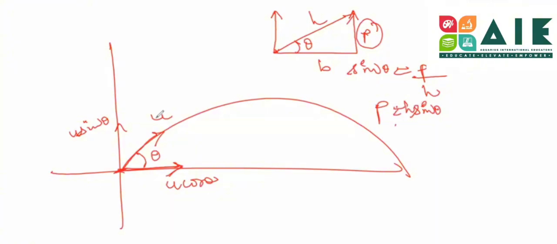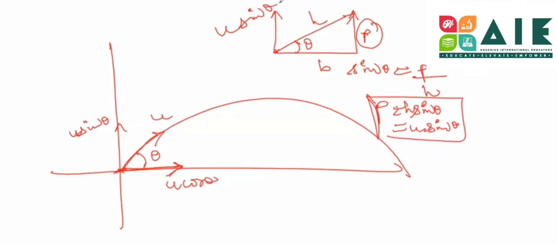Yes, ma'am. What I had told you is u, so it will be u sine theta. That means my perpendicular value is u sine theta. Got it? Yes, ma'am. Let's talk about the base part now.